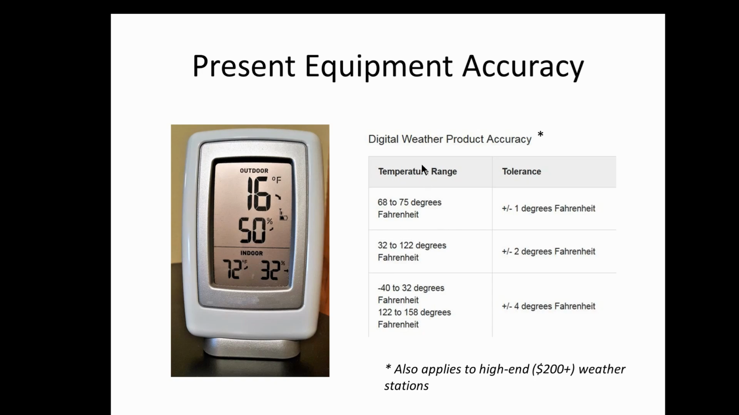and it has a nice table for the accuracy of the temperature measurement. As you can see here, it depends on the temperature range it's measuring. There are three ranges here: 68 to 75, so basically room temperature, has one accuracy. The broad range between freezing and 122 has a different accuracy. And outside that range, so minus 40 to 32 or 122 to 158, it has another. At room temperature it's pretty accurate, plus or minus 1 degree Fahrenheit. In the broad range, 32 to 122, it's plus or minus 2. And way out in the minus 40 to 32 and above 122, it's plus or minus 4.